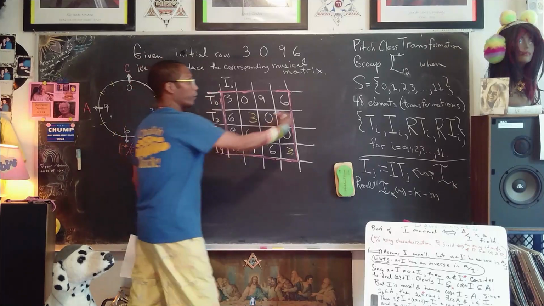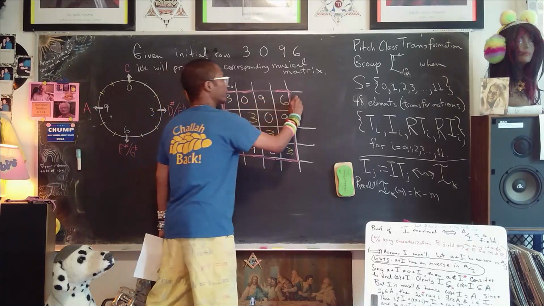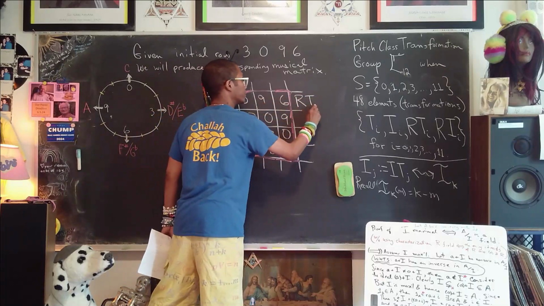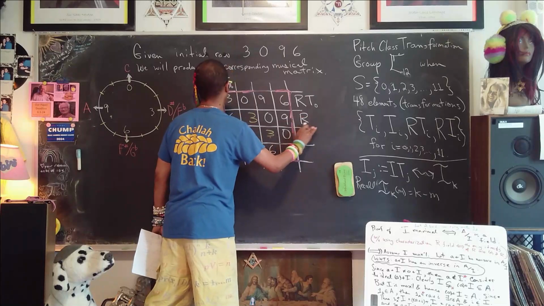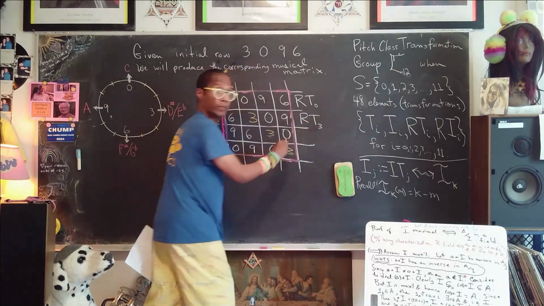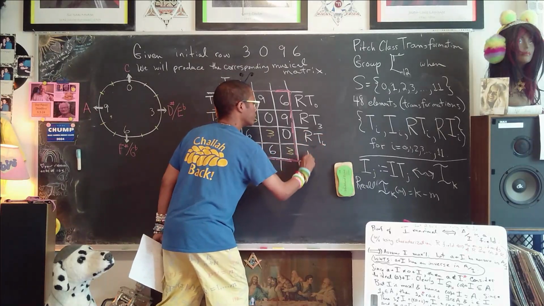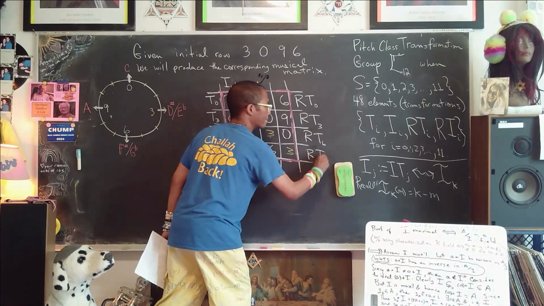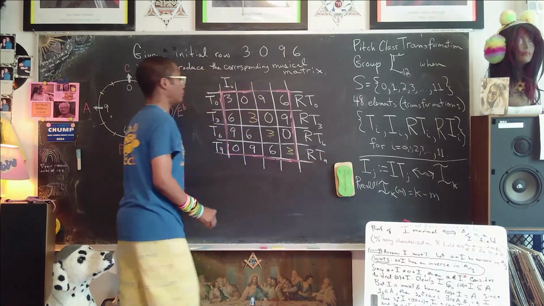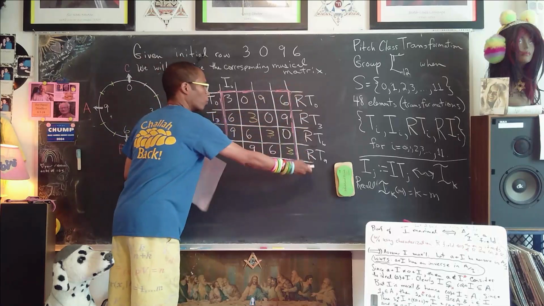But now, reading right to left, this must be the retrograde transformation R T0. This is the retrograde transformation of T3. This here is the retrograde transformation of T6. And this is the retrograde transformation of T9. Cool. So we have our row labels.